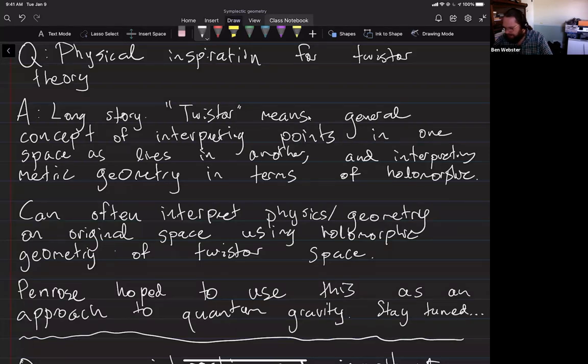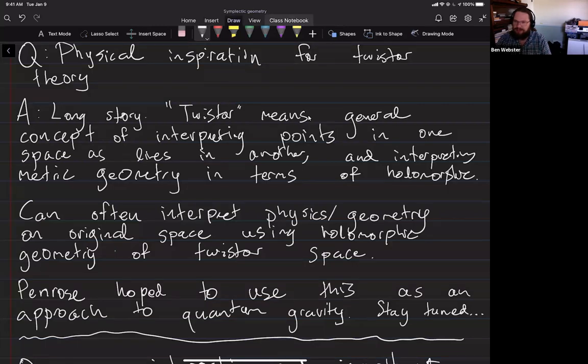But the very general idea is that twistor theory means a more general approach where you have some physical system as CP1s in some other space. And this seems like a weird thing to do, but it allows you to rephrase things about metric geometry in terms of holomorphic geometry, which is often easier. And you can interpret physics on your original space in purely holomorphic terms on this twistor space. And Penrose had originally done this.